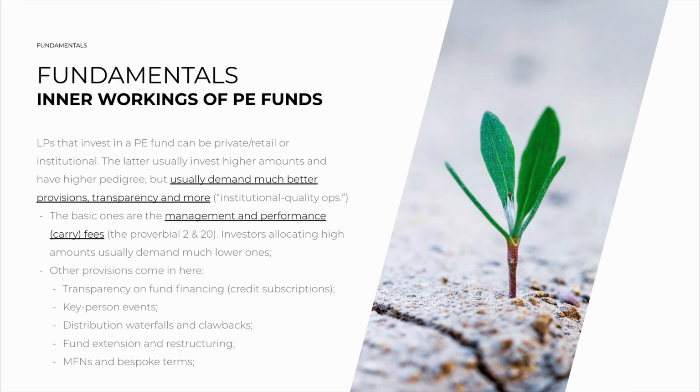So if an investor requests a Most Favored Nations clause and they have a 2% management fee, if the GP offers a 1.5 fee to another investor, this one immediately gets 1.5 as well. They may also request other specific terms in terms of transparency, returns, or whatever matches their specific needs.